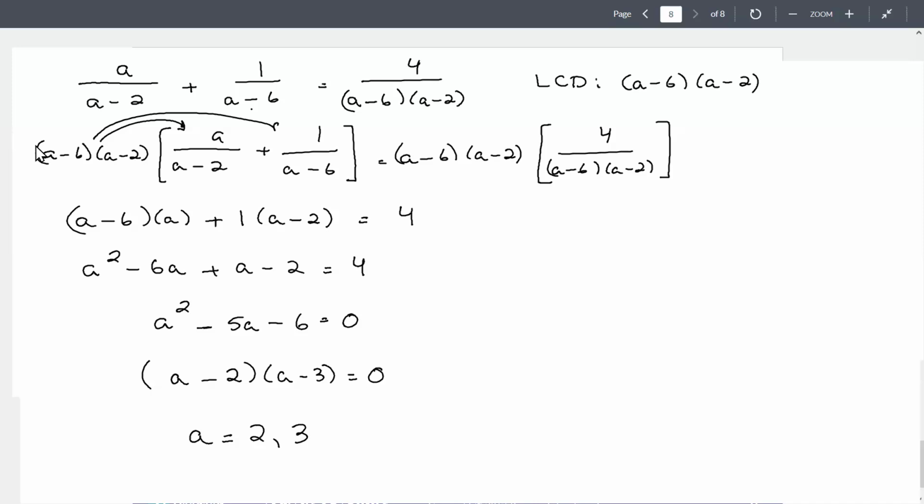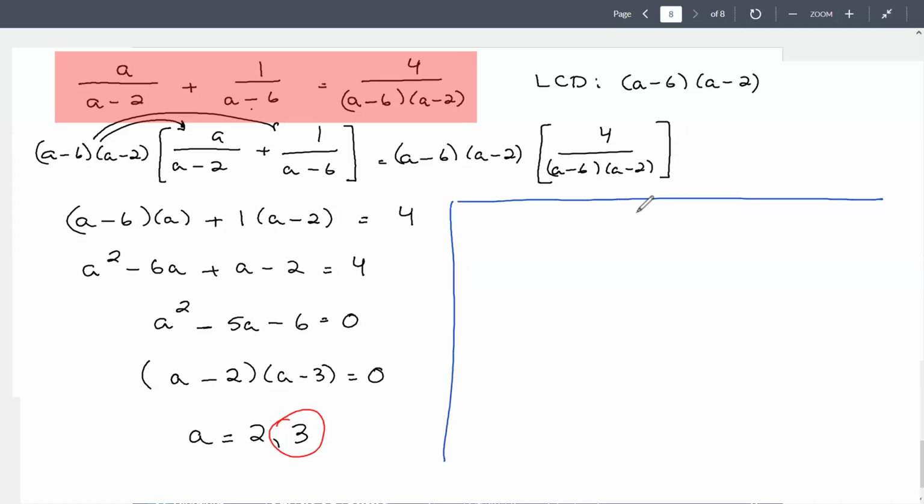So if we go back here to my original equation, what we see here is that if A is 2, I'm going to have a denominator of 0. If A is 3, then I do not. So the only one that's actually going to be a solution is going to be that 3. So like I said, you can check that way, or we could just do it the long way.